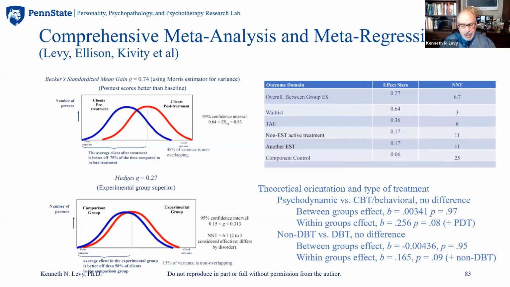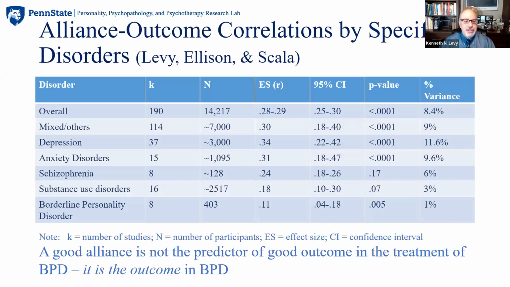But regardless, the findings are pretty consistent across these groups. We also did a second meta-analysis where we looked at therapeutic alliance as a predictor of outcome. Therapeutic alliance is generally considered a pretty robust predictor of outcome. The folklore is across all different treatments and all different disorders. But we look specifically at the therapeutic alliance as a function of BPD.